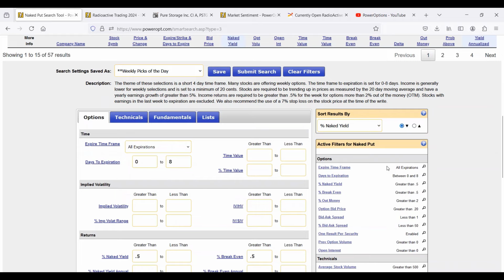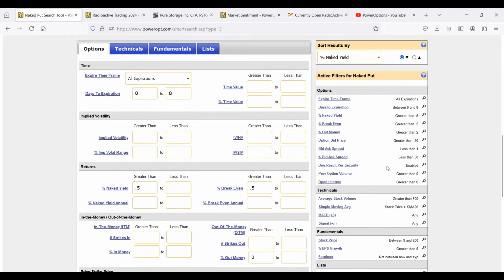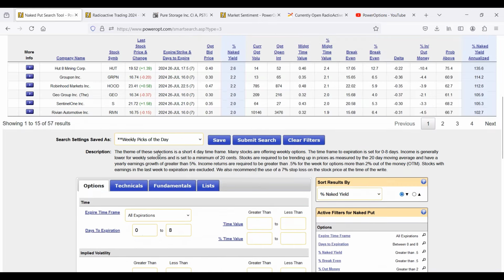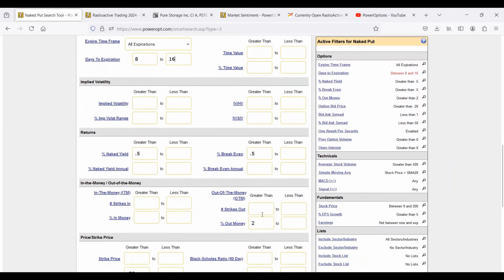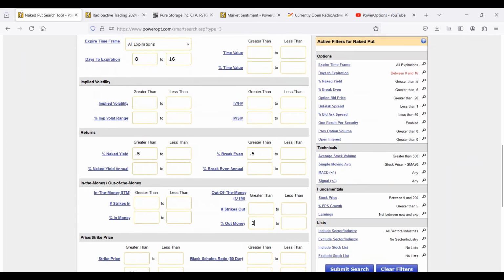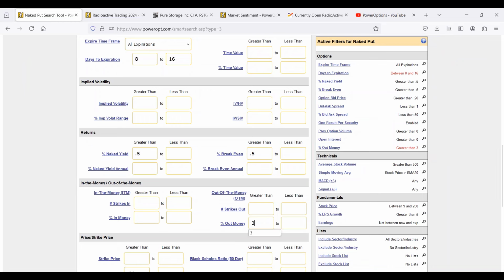If I was opening naked puts today, I would probably use this weekly search. But if I wanted to go 2 weeks out, no worries. I would just change this to probably 8 to 16 days out in time. I'd keep everything else the same, but I might go a little bit further out of the money because I can now that I'm giving myself more time. Maybe I want to increase this up to 0.8 instead of 0.5.